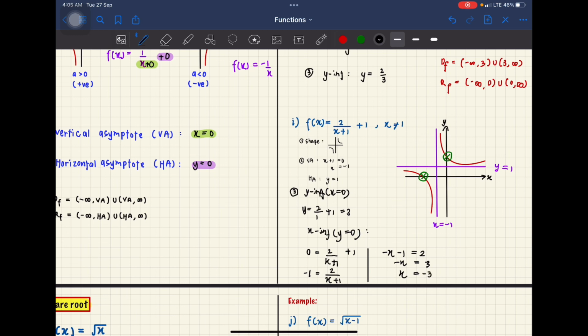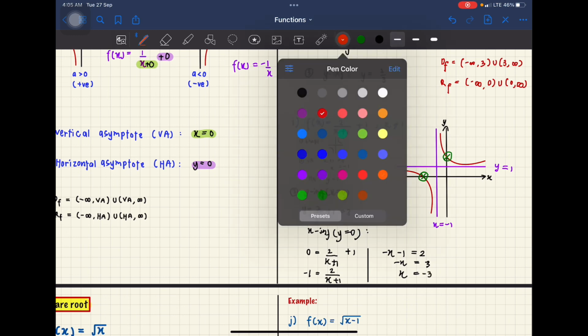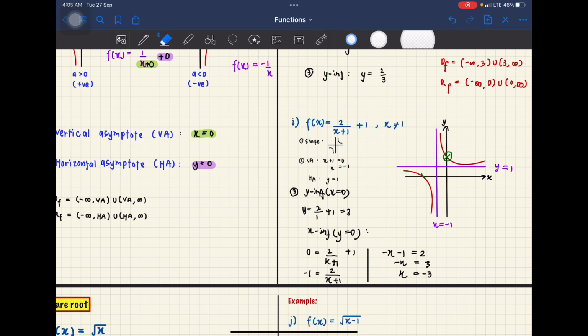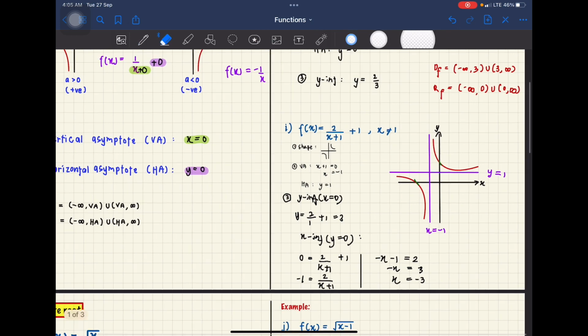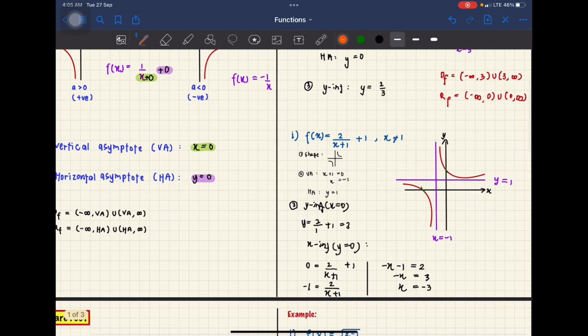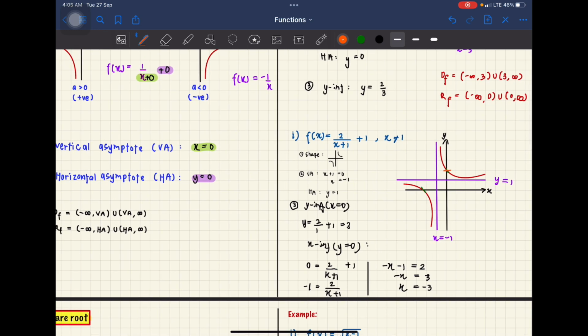Okay, so let's label this value yang awak jumpa. Dekat sini nilai dia adalah 3. And then dekat sini nilai dia adalah -3. Okay, so dah siap lah kita punya function. So now just bagi tahu what is your domain and also your range. So yang tu awak settlekan sendiri.